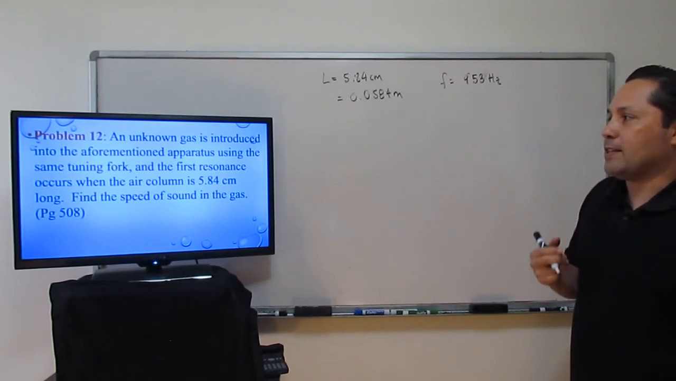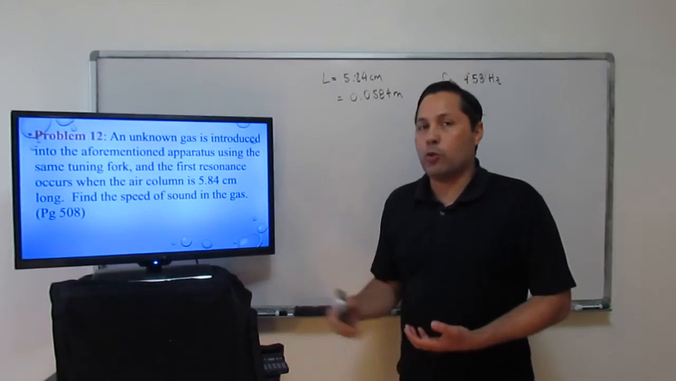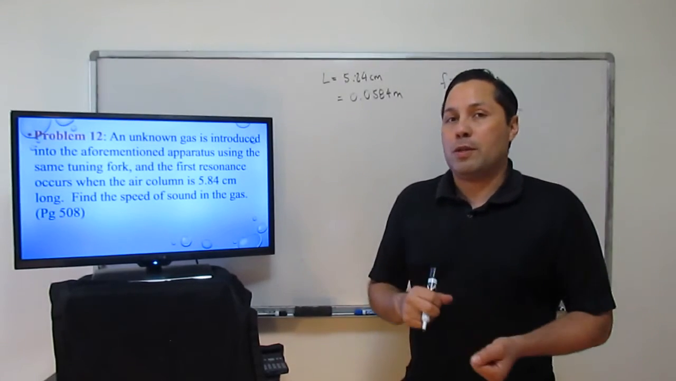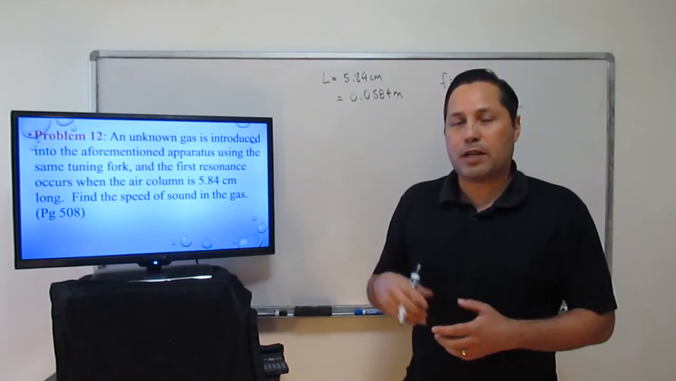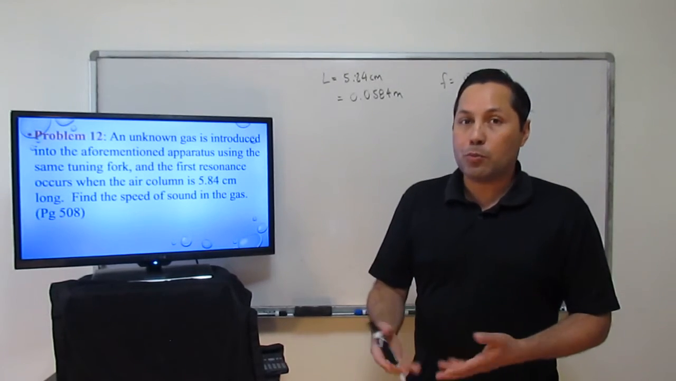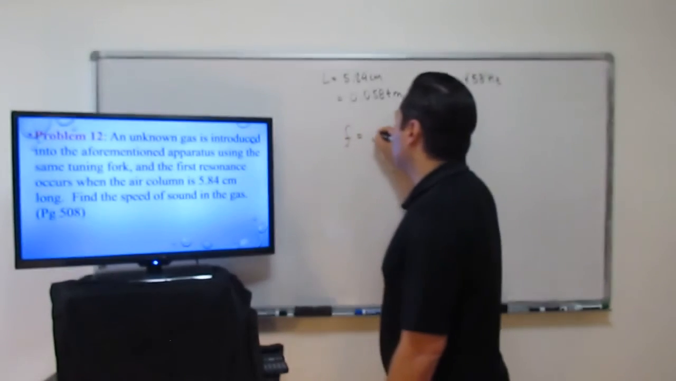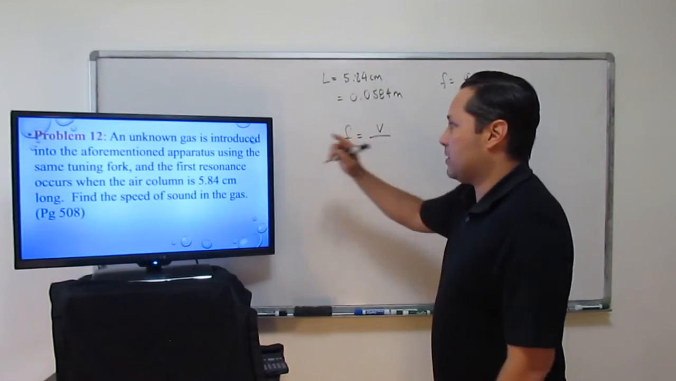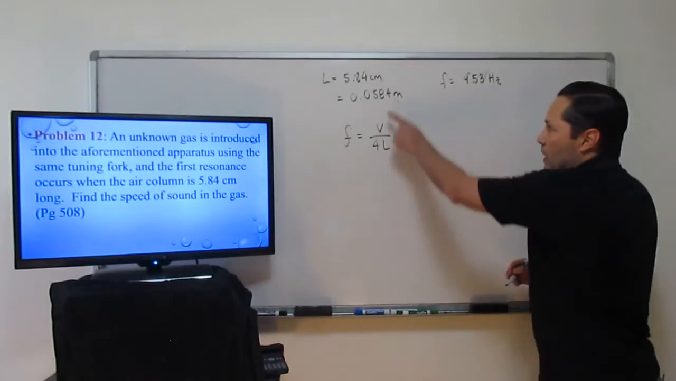It says find the speed of sound of this gas. Again, they're using an unknown gas, so it's not 343 anymore, it's a different gas. We're changing the medium, so it's new medium, therefore new velocity. So we're going to solve for that. Frequency is equal to velocity over, in this case, since it's the same apparatus, 4L. And we now have this length.